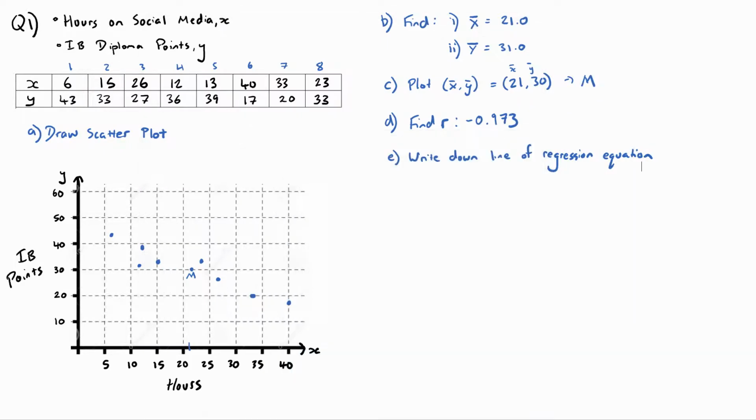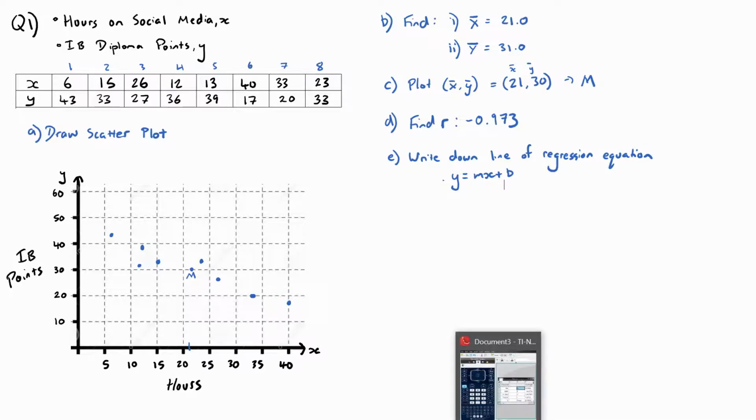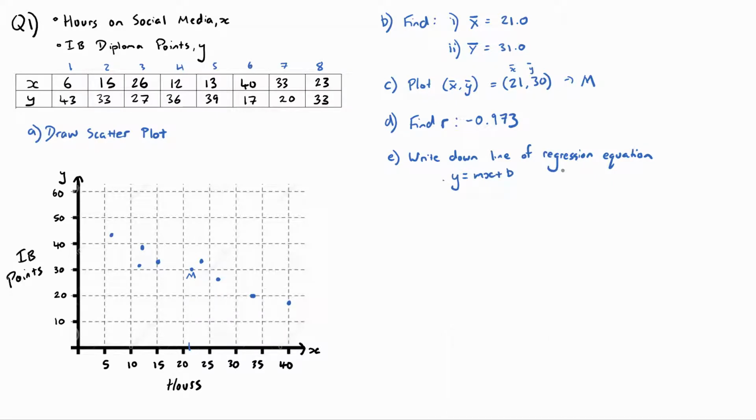And a line of regression equation is in the form y equals mx plus b. Sometimes you see this as b and sometimes as c, it doesn't really matter, it's just a constant at the end. The calculator gives it as b, where m is the gradient and b is the y-intercept.